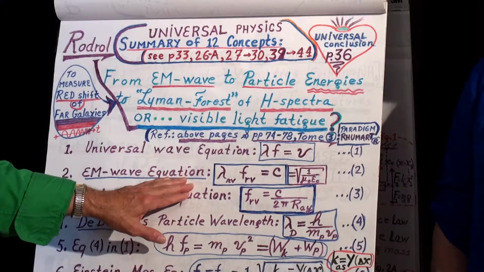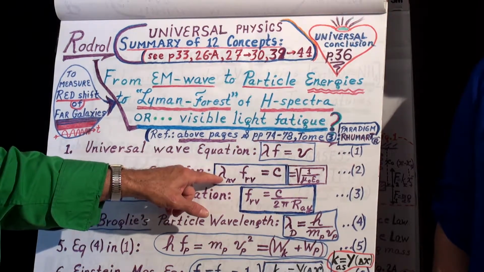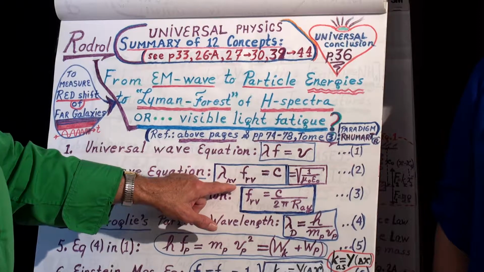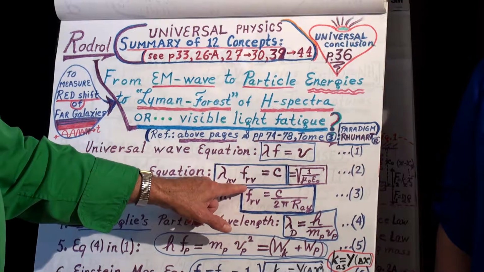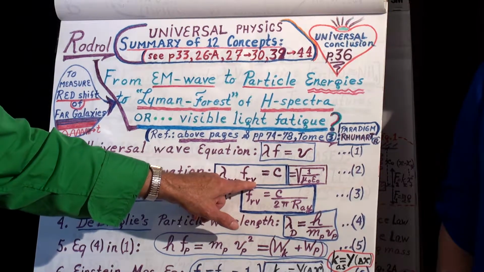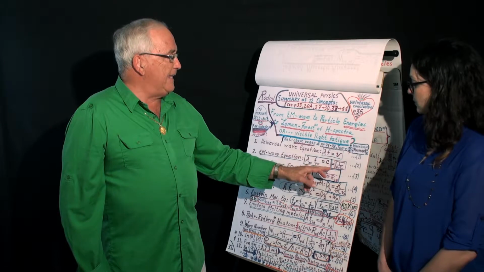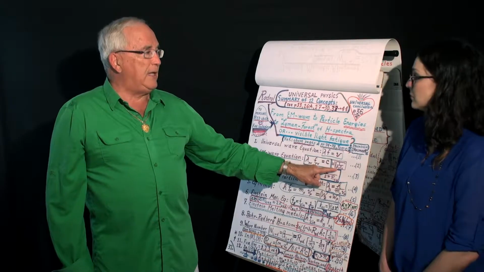The EM wave equation, EM for electromagnetic, is wavelength of the rest vacuum and the frequency of the resting vacuum, if you want. Wavelength by frequency gives the speed of light. And this is the square root of 1 over mu 0 epsilon 0, mu 0 being the magnetic permeability constant for the vacuum, and epsilon 0 is the dielectric constant of vacuum.